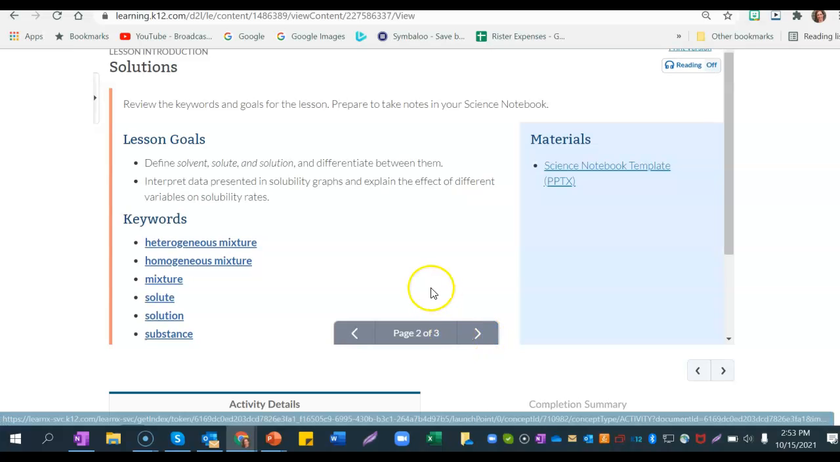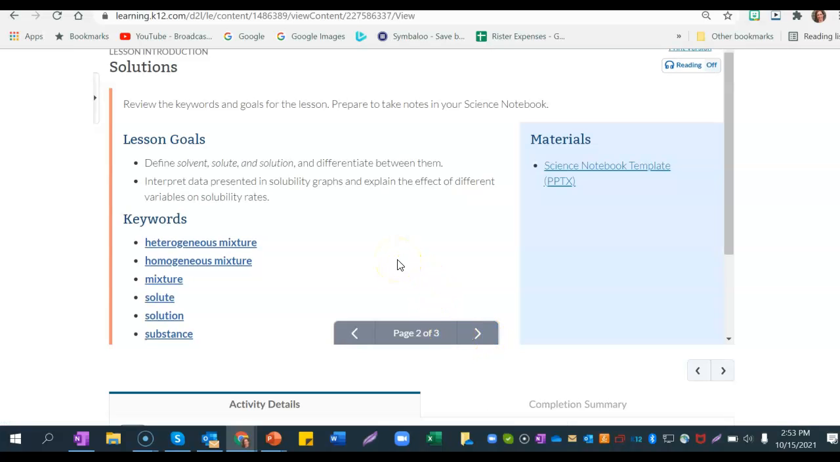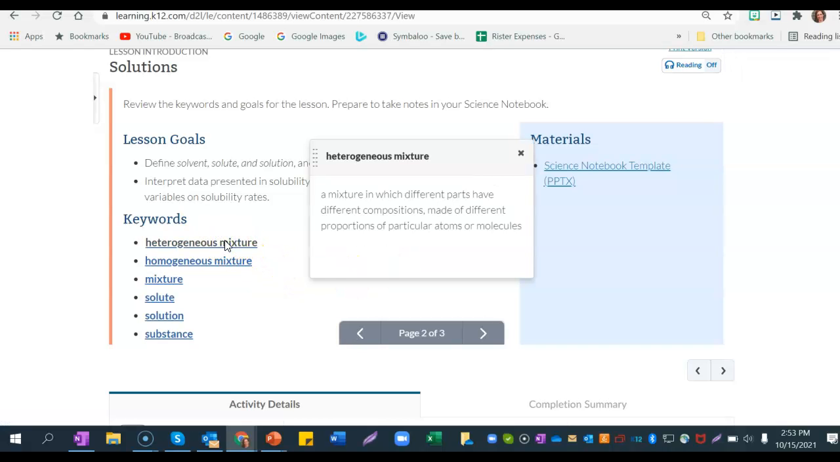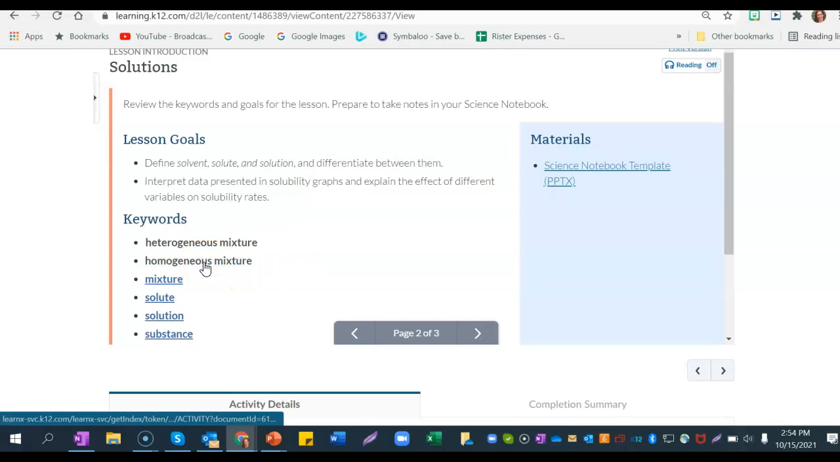So we have lots of key words to define in our notes as we get started. The first is a heterogeneous mixture. It's a mixture in which different parts have different compositions, made of different proportions of particular atoms or molecules. So this could be something like Chex Mix, or something where you can see the different parts in it, a heterogeneous mixture. And then we've got a homogeneous mixture.